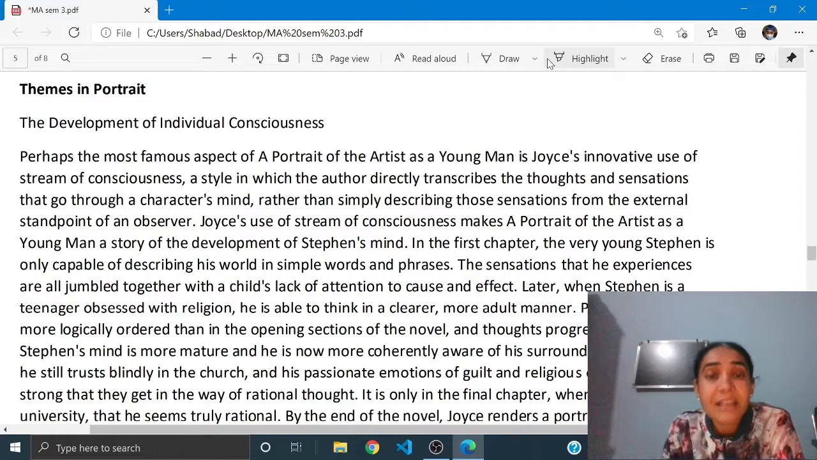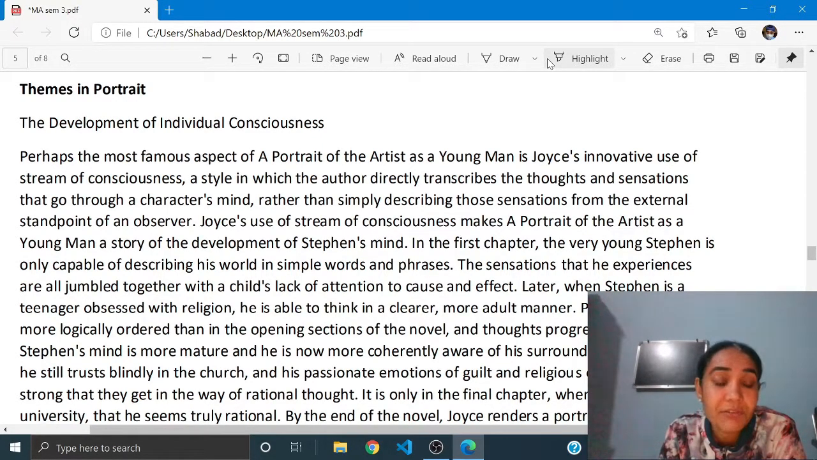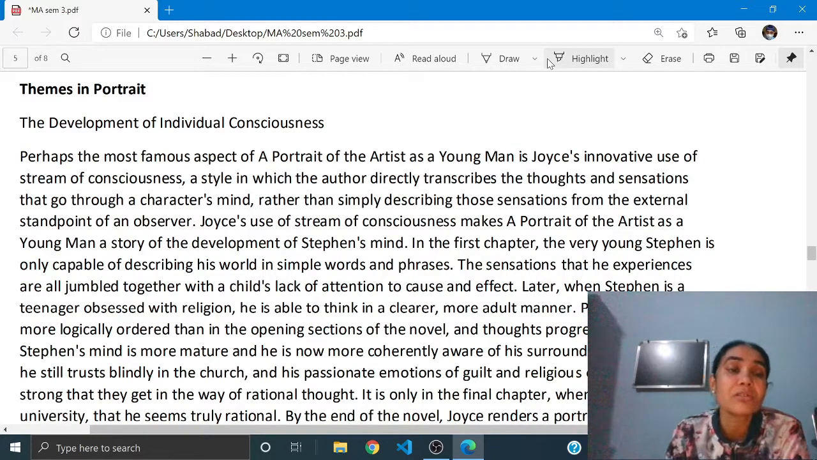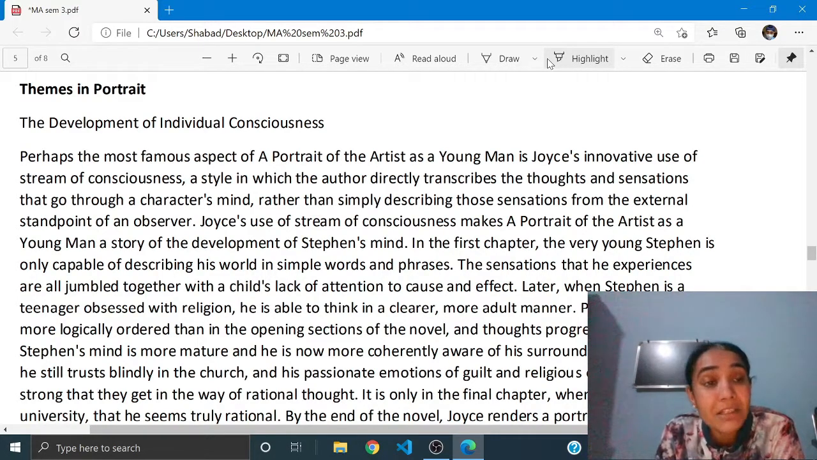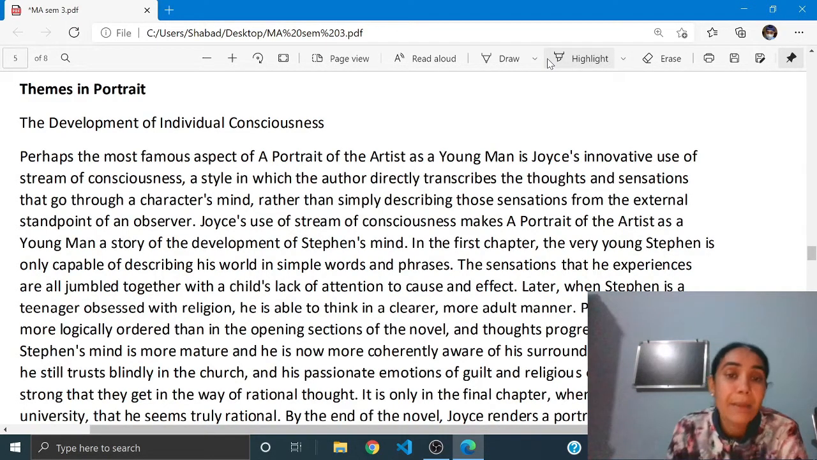This is a style in which the author directly uses the thoughts and sensations that go through a character's mind. So it does not simply describe those sensations from the external standpoint of an observer. He talks of the mind of the character. So Joyce's use of stream of consciousness shows the development of Stephen's mind.